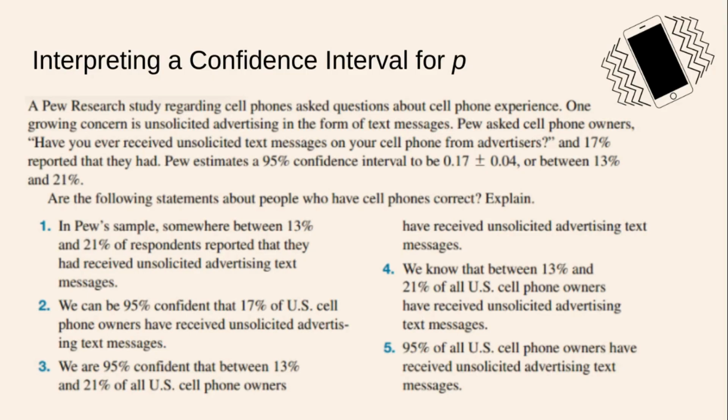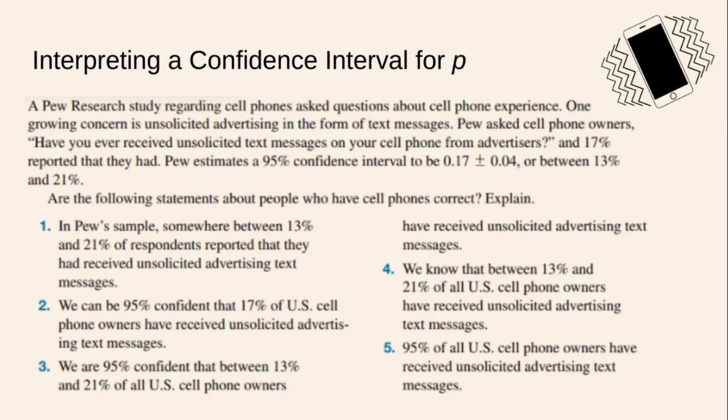Pew estimates that a 95% confidence interval is 0.17 plus or minus 0.04. That is a way of expressing a confidence interval. The sample mean from their, I'm sure this is Pew Research, very large sample, is 17% with a margin of error of 4% on either side, or between 13 and 21%. All right, if you add and then subtract 0.04 to 0.17, you would get 13% on the left and 21% on the right.